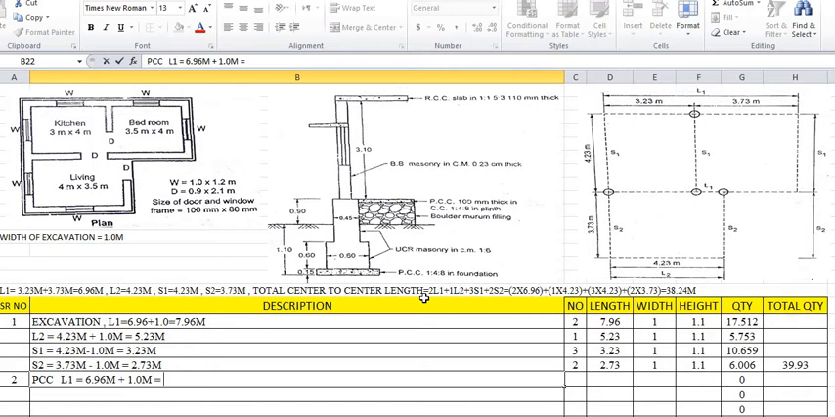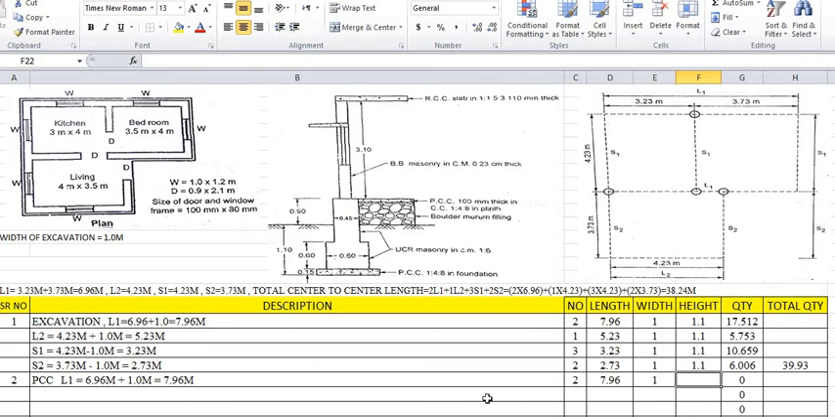So what is the total quantity? The total length along PCC is 7.96 meters. Again the number of PCC is 2. The length is the same, 7.96, and the width is again the same. But what is the height of PCC? Important here is the height of PCC, which has been mentioned in the section as 0.15.